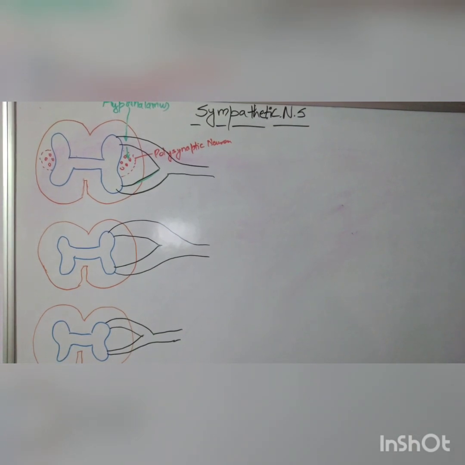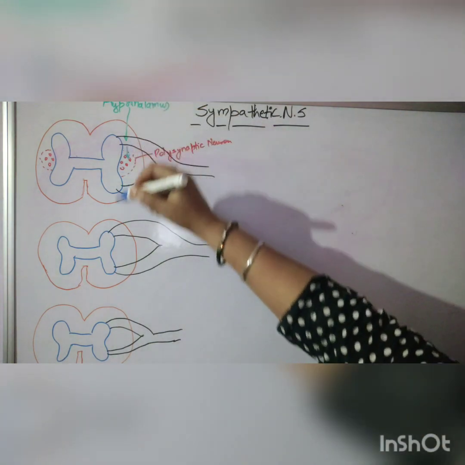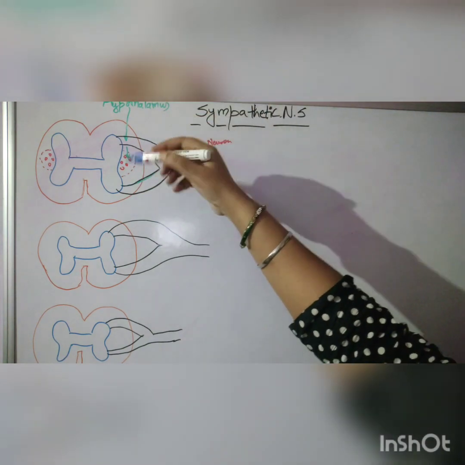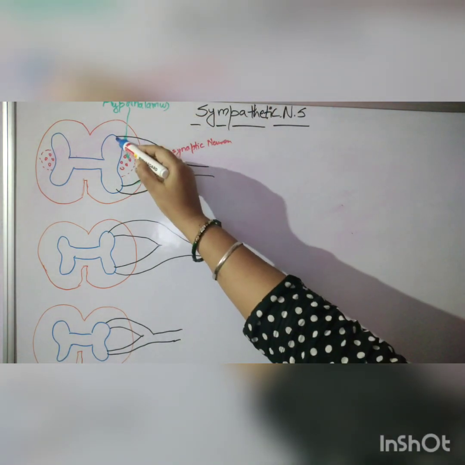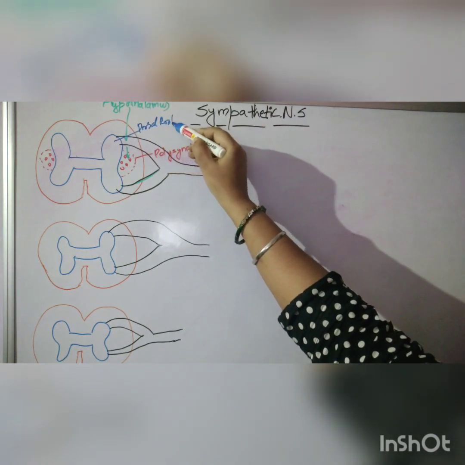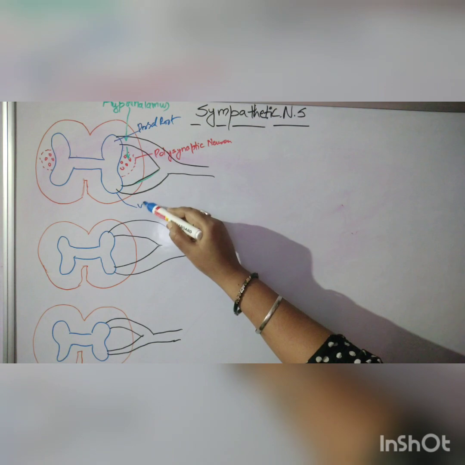So see, the dog has bitten. Now after that what happens? This is the cut section of the spinal cord. Suppose this is the cut section of the thoracic. Now the brain is activated and is sending signals. The hypothalamus is sending signals to this spinal cord. This is your dorsal root and this is your ventral root.